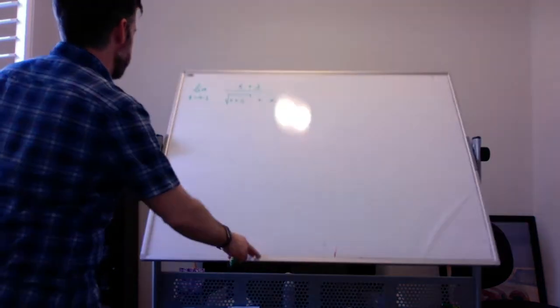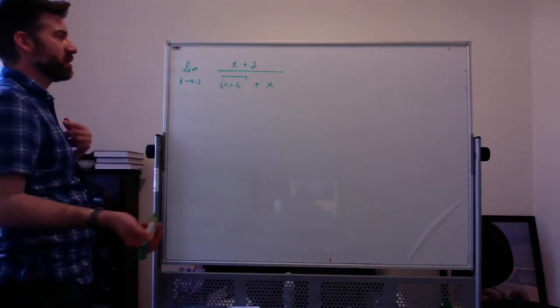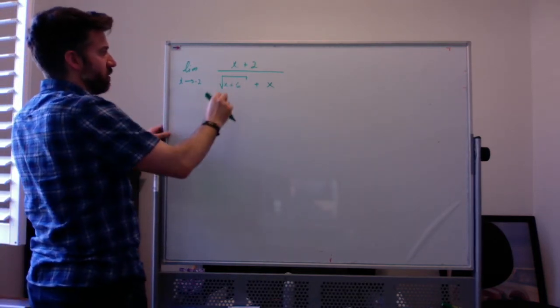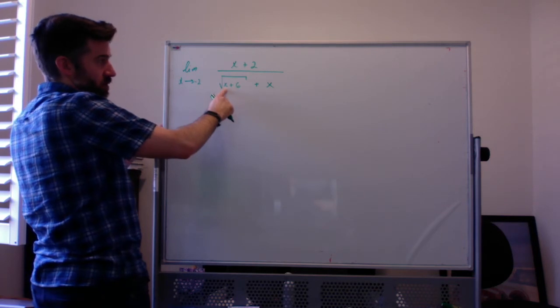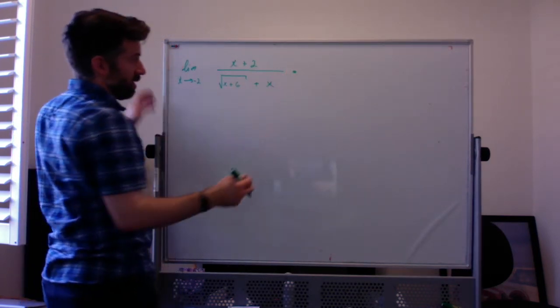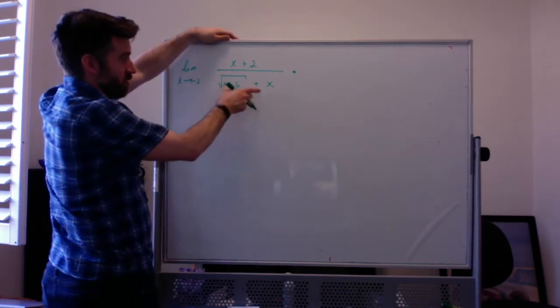Another example. Limit as x goes to negative 2 of x plus 2 over the square root of x plus 6 plus x. Again, 0 over 0 type. If I plug in negative 2, I get the square root of 4, which is 2, plus negative 2, which is 0. So we're going to multiply by the conjugate. Again, I'm not going to multiply by x minus 2, even though it is the conjugate of x plus 2. I'm multiplying by the conjugate of the square root thing.